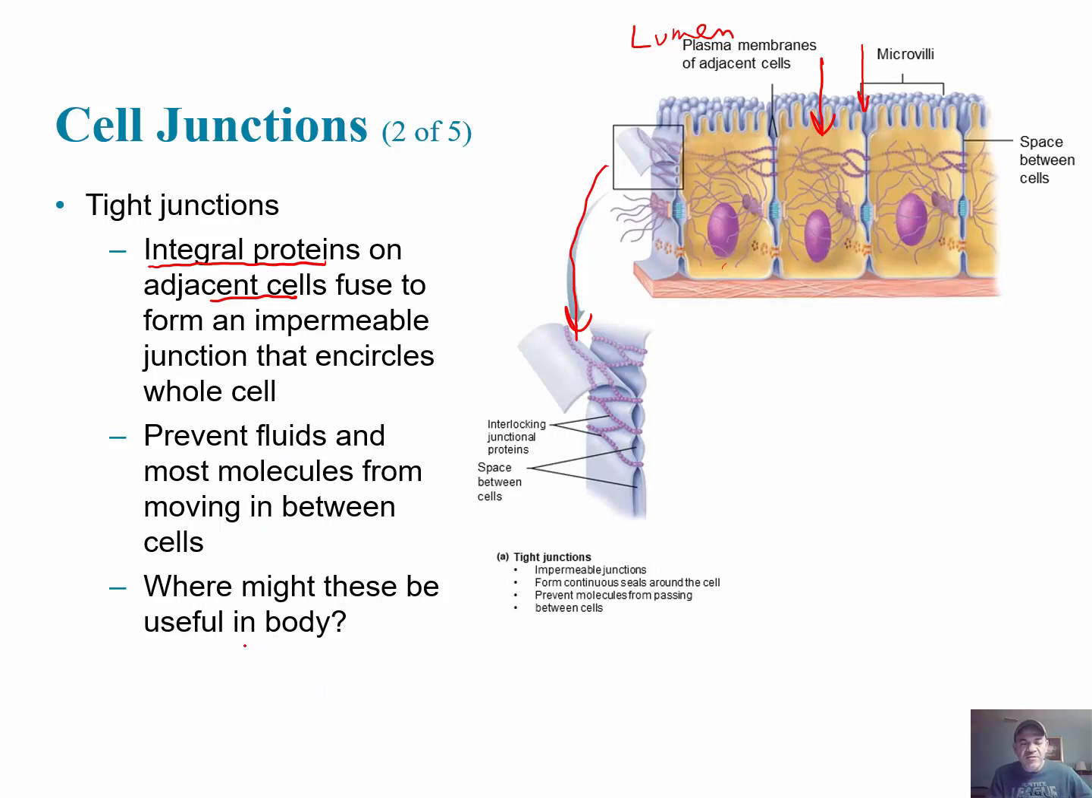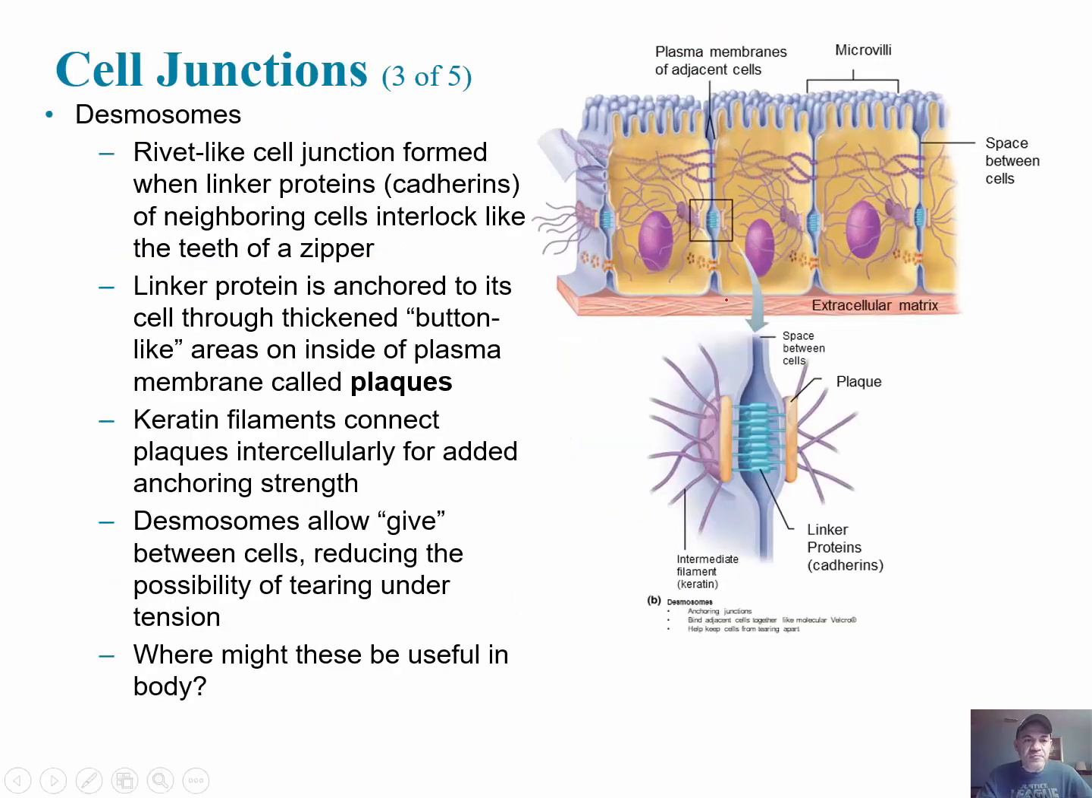And so where in the body might this be useful? This is going to be useful basically where we have surfaces on organs, and that's going to help keep just anything from getting into circulation. We need to be able to regulate. So in the case of the digestive system here, this would allow the cells themselves to regulate what gets into the cell and then passes on to the other side to get into the bloodstream.